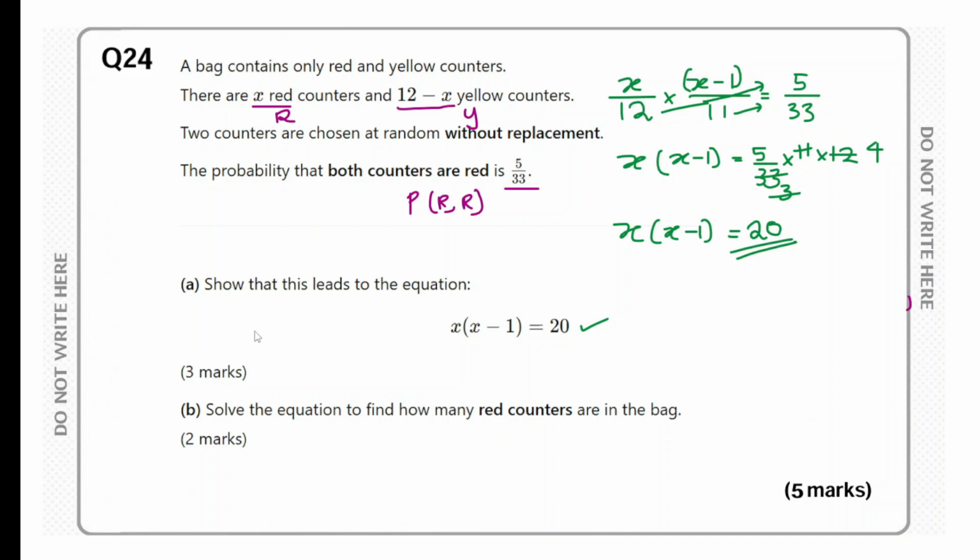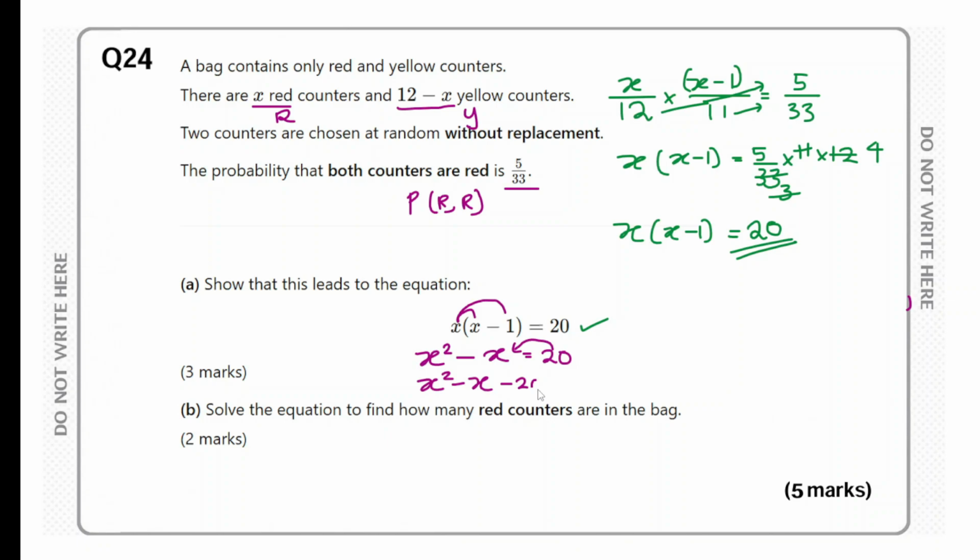Okay. Now, these two multiply to give you 20. So let's multiply this out. x times x, x squared, take away 1x is equal to 20. Now I'm going to move the 20 to this side. So I get x squared, take away x, take away 20 is equal to 0.